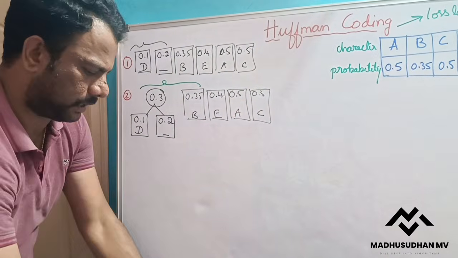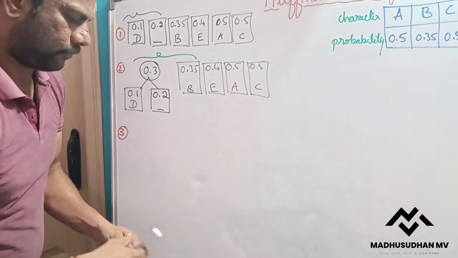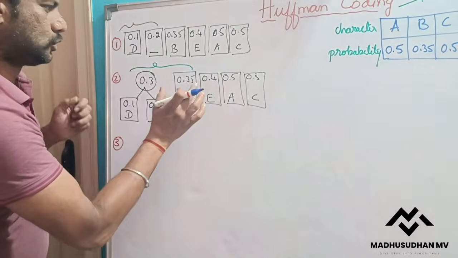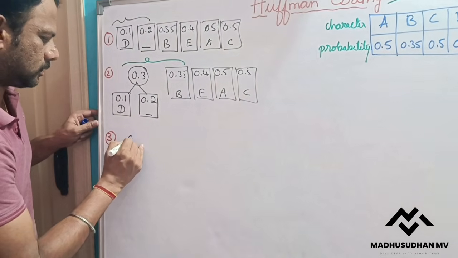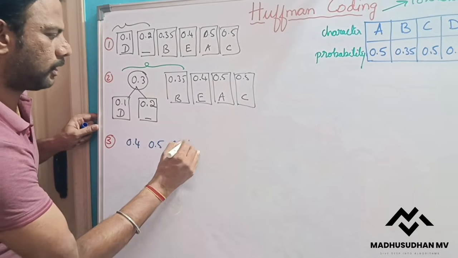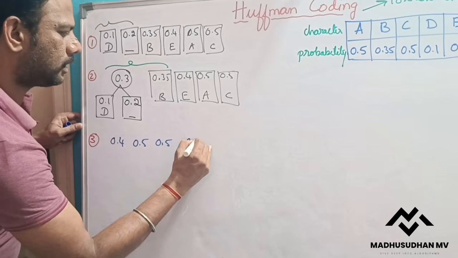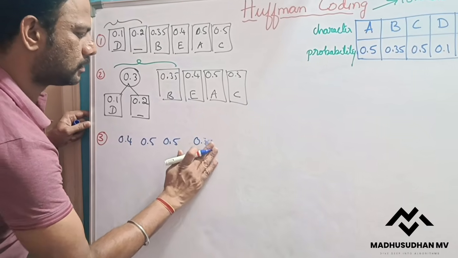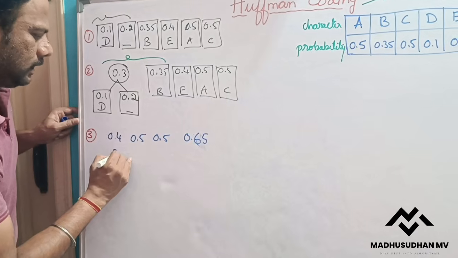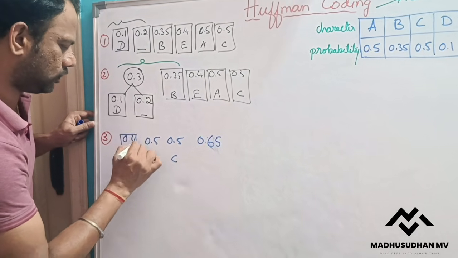So the next, third step is: first I will write 0.4, then 0.5, then this 0.3 plus 0.35, how much? 0.65. So 0.4 is E, 0.5 is A, this is C. This is the individual.